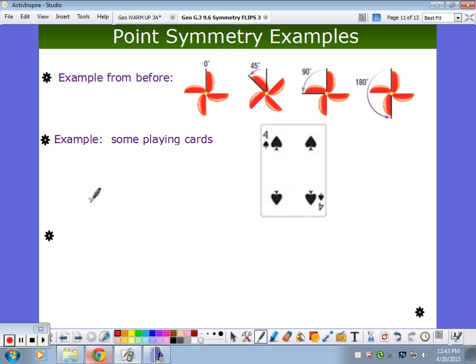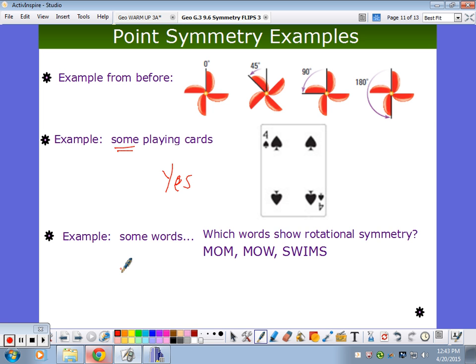This thing is a playing card. Believe it or not, does anybody know what playing cards are? I've had people ask, what's that? You know, there are 52 cards, 13 cards in a suit, and 4 suits. So does it have point symmetry? Turn yourself upside down. Yes, it does. Notice some, not all, playing cards show point symmetry. Some words do, some words don't.